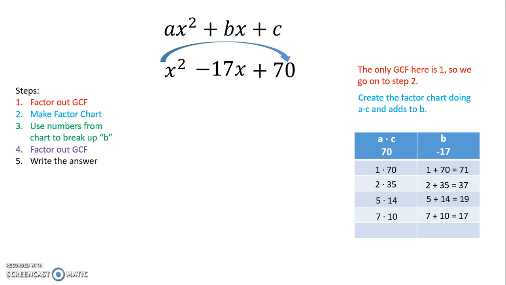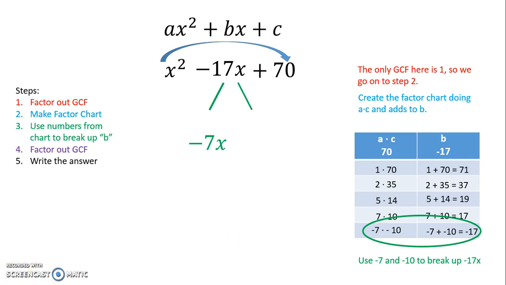I realize that if I multiply two negatives, negative 7 times negative 10, I get positive 70, and if I add negative 7 and negative 10, I get negative 17. So these are the factors I'm looking for, so I'm going to use these factors to break up the B term. Okay, so we're going to break up the B term using negative 7x and negative 10x.